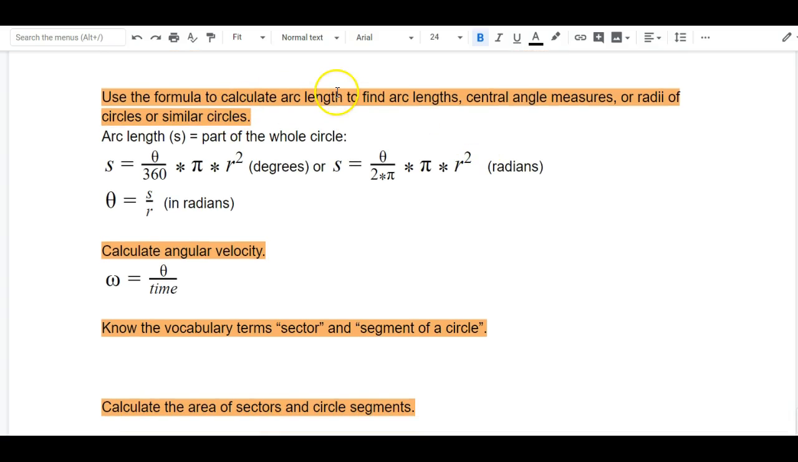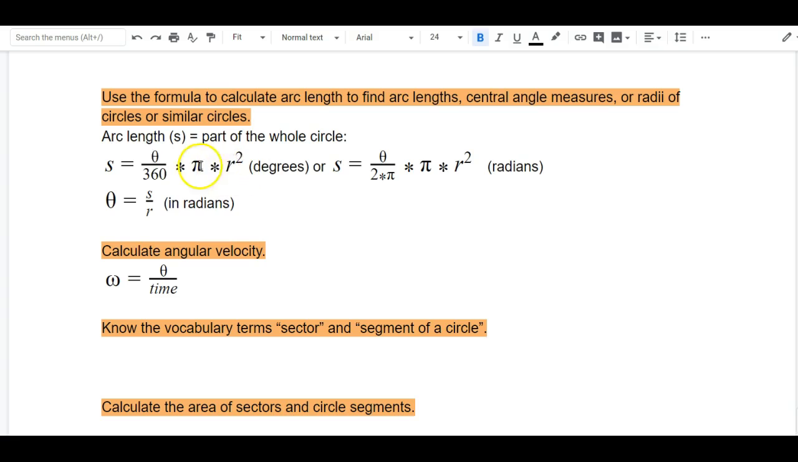Then you need to be able to find arc length, the lengths of arcs, or you could use the formula to find the central angle measure, or the radii of a circle, or for similar circles. So basically, your formula for arc length, which we use the letter S for here, is that it is part of the whole circle. So remember that arc length is part of the whole circle. It's not part of the whole area of the circle. It's part of the whole circumference.